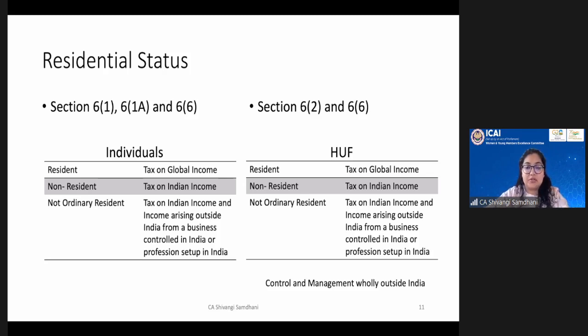So this was for individuals. Now we go on to HUF. The scope is the same. As you can see, the table is the same. The only difference is that an individual is a person, so one can calculate the stay.